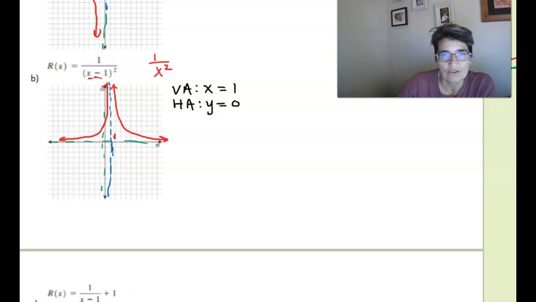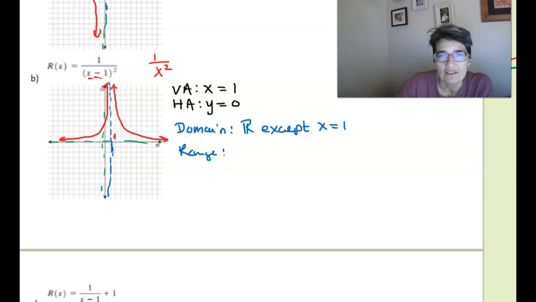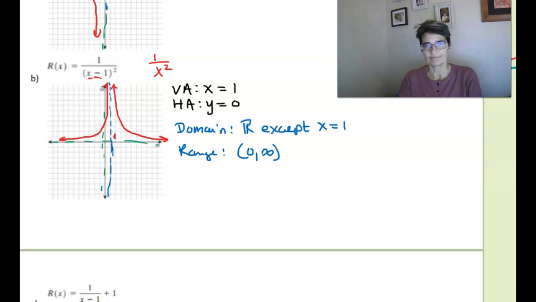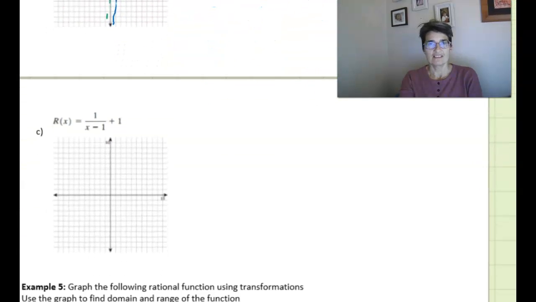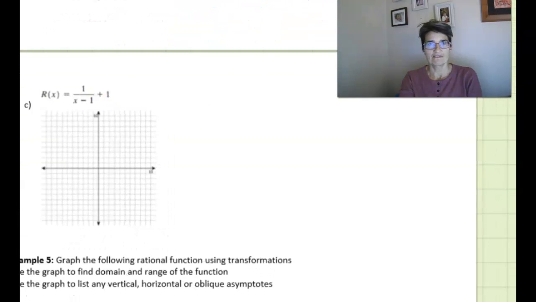The domain is all real numbers except for x equals 1, and the range is everything that's positive, so it's 0 to infinity. All right, let's look at the next one.